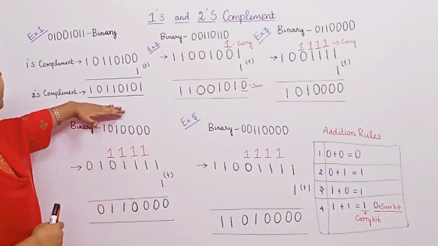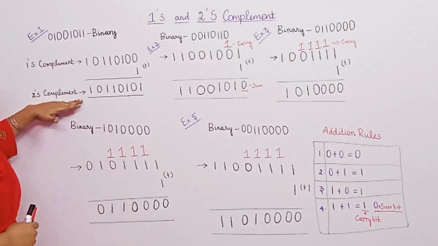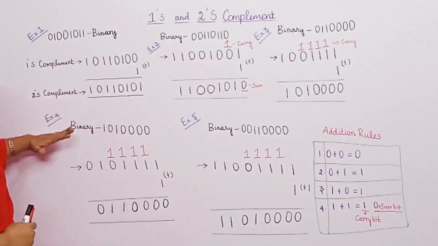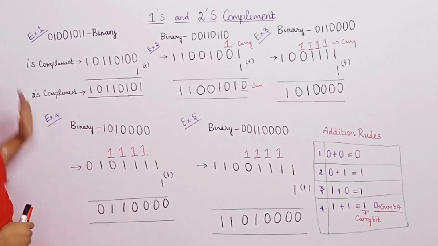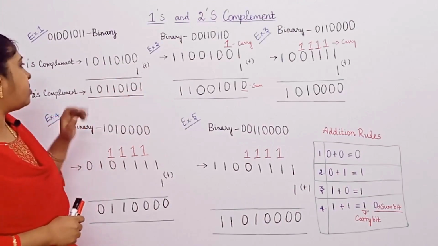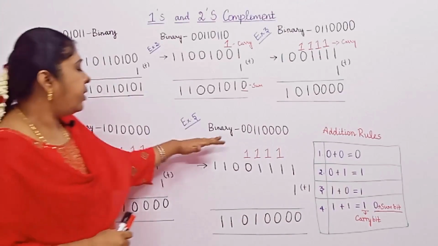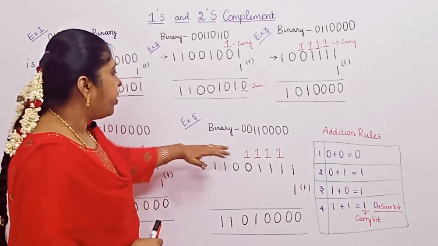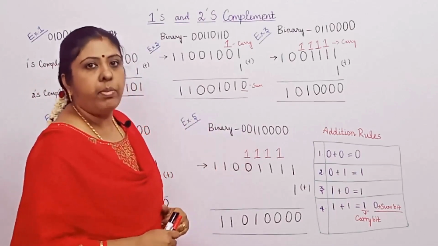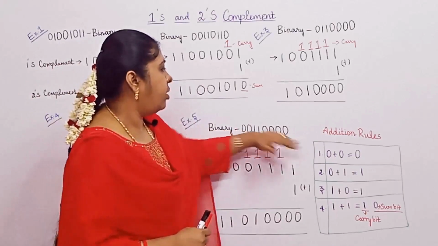In the first example, I had represented that this is the 1's complement and the sum value is the 2's complement. I hope you can understand. I didn't represent it in each example, so just follow one. And then in the final example, which consists of 8 binary digits, 00110000.